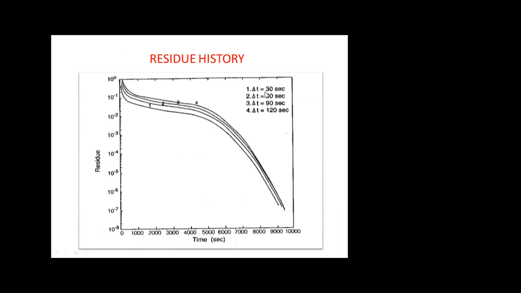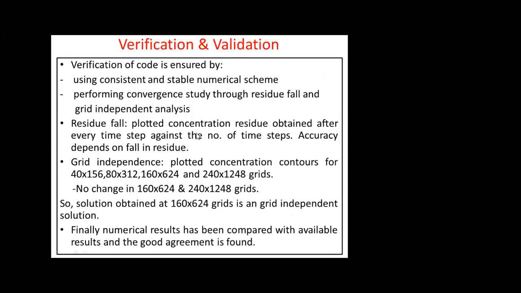I mean, different time steps have been taken, 30 seconds, 60, 90, 120, and plotted here. And what we see is that for delta t 90 seconds and delta t 120 seconds, the concentration residue fall is almost the same. So therefore, we have considered the time step as 120 seconds. And this is what I mentioned here, that is called the residue fall. That is the concentration residue obtained after a number of time steps, and the accuracy is guaranteed here.